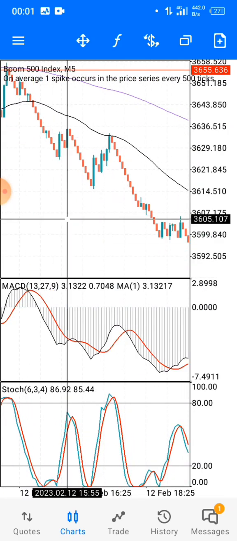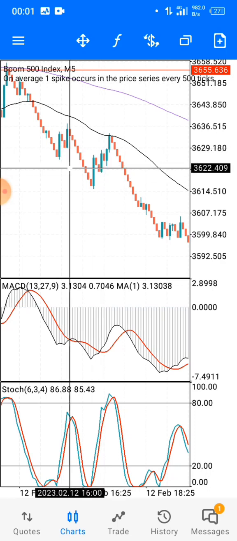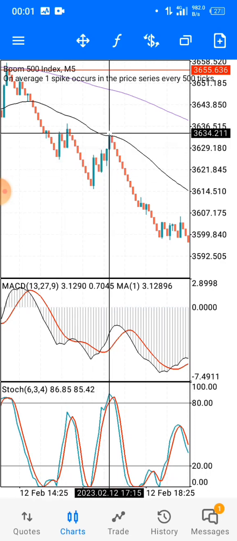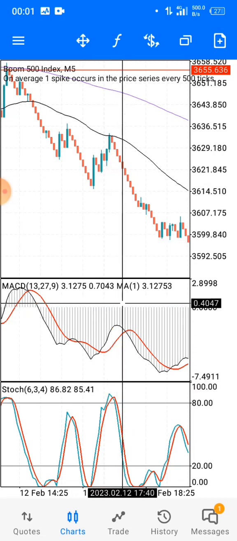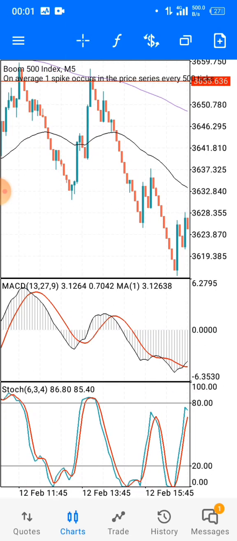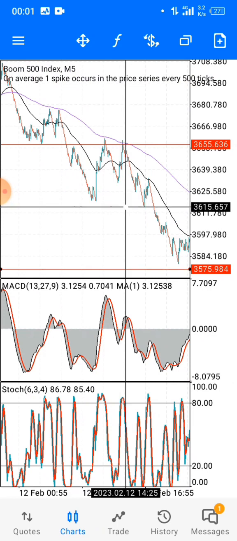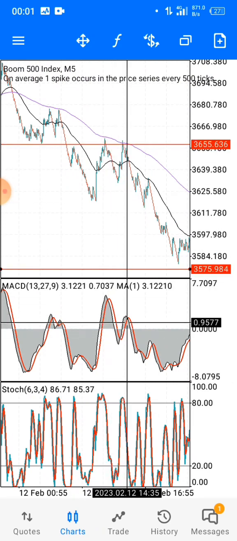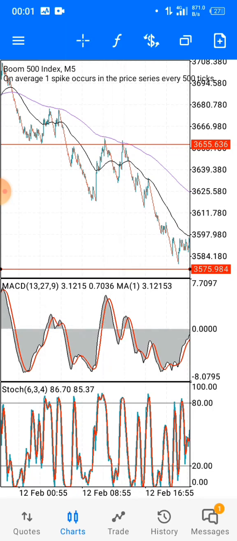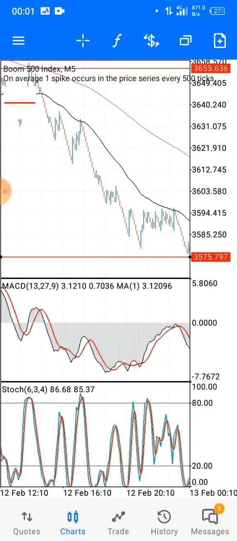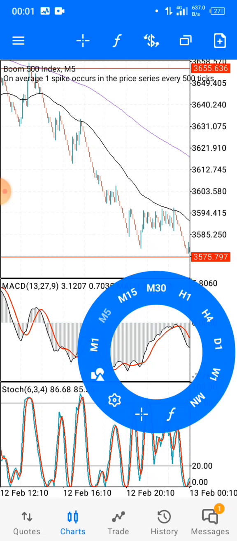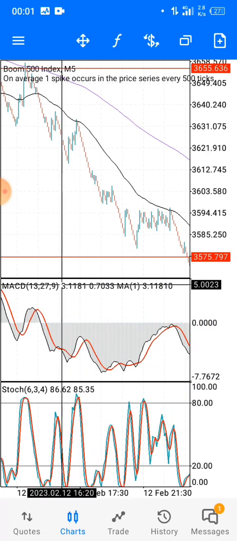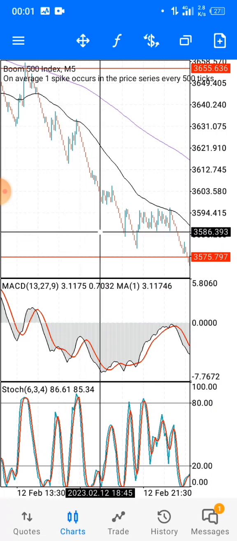So right here we've got a pullback to the 50 moving average. As you can see, when it pulls back to the 50 moving average, it doesn't cross above the level 0. And when it pulls back to the 200, it goes above the level 0. So you can just wait until it pulls back to the 50 moving average so that you can get clearer entries.